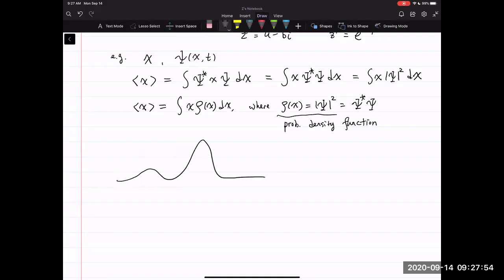If this is the wave function, what does the wave function mean? The meaning of the wave function lies in the absolute value of the wave function squared. Let this curve represent the absolute value of the wave function squared, and that gives us the probability for us to find the electron or this particle.